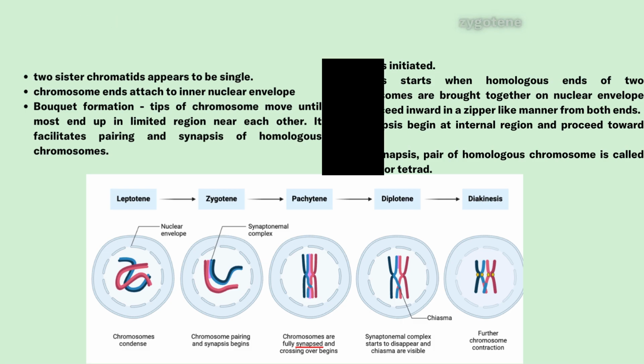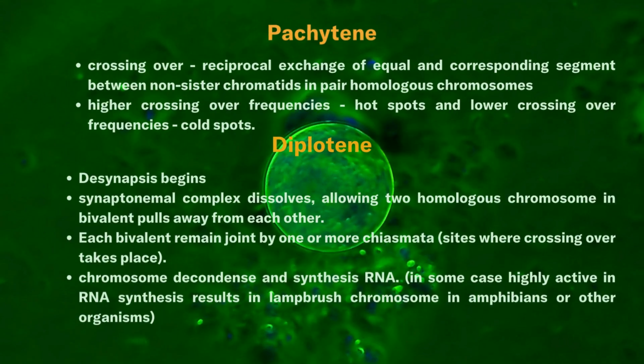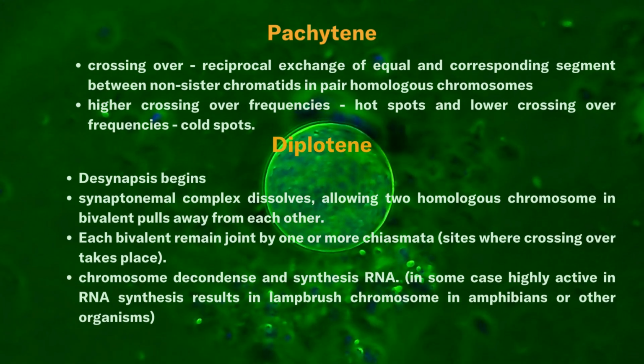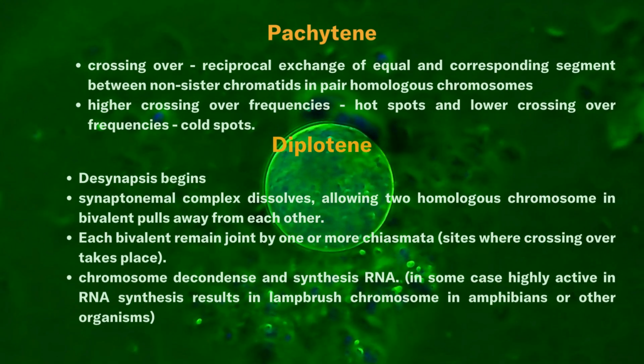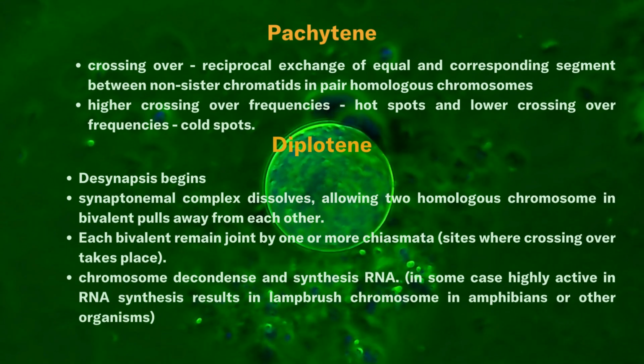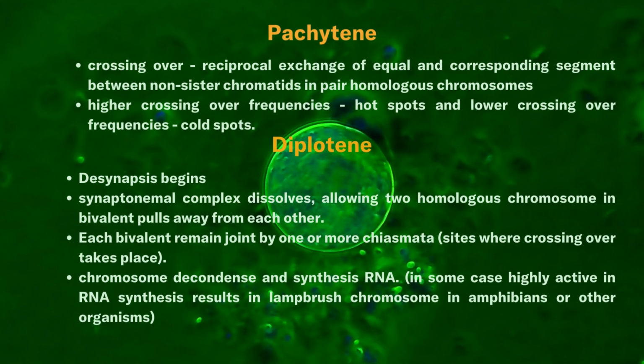Crossing over occurs in pachytene. It is the reciprocal exchange of equal and corresponding segments between non-sister chromatids in a pair of homologous chromosomes. Higher crossing over frequencies are called hot spots and lower crossing over frequencies, cold spots. Desynapsis begins in diplotene. The synaptonemal complex dissolves, allowing the two homologous chromosomes in a bivalent to pull away from each other. Each bivalent remains joined by one or more chiasmata. It is the site where crossing over takes place.